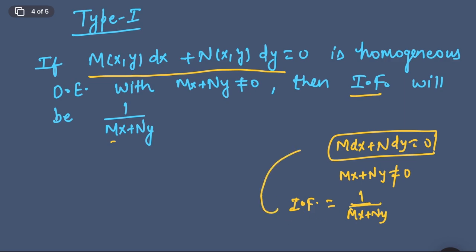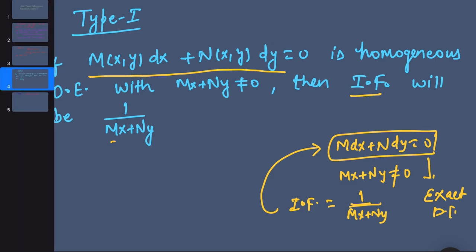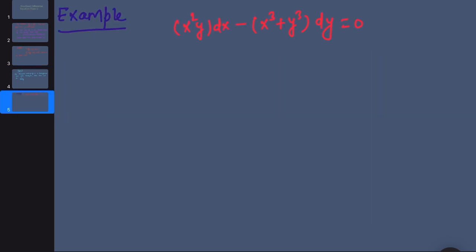Now we will multiply the whole differential equation by this integrating factor. After multiplying by the integrating factor, it will become an exact differential equation. Then we will find the solution. We will see this in one example, so with the help of an example we can understand more. Let us suppose we have the example x square dx minus (x cube plus y cube) dy equal to 0.